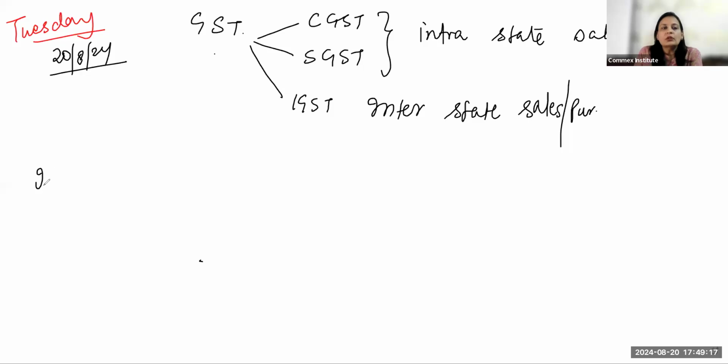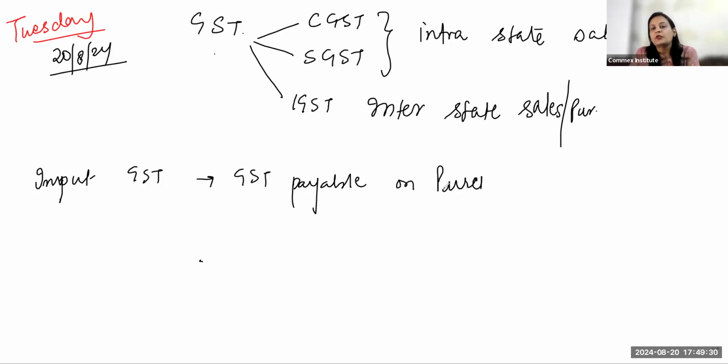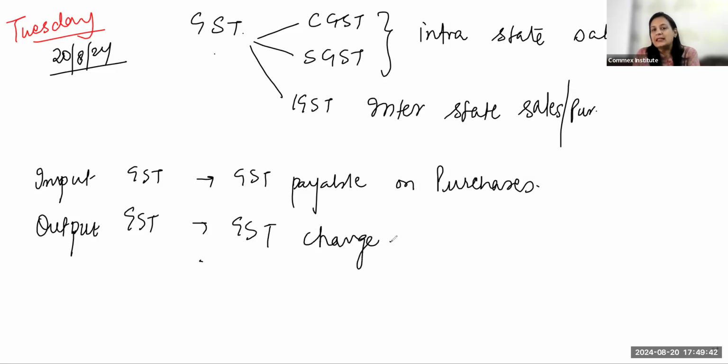So we had talked about this part, and then we talked about the input GST and the output GST. So input GST is the GST payable on purchases. And when we talk about the output GST, which is claimable or which is adjusted against the input GST, it is the GST which is charged on sale.